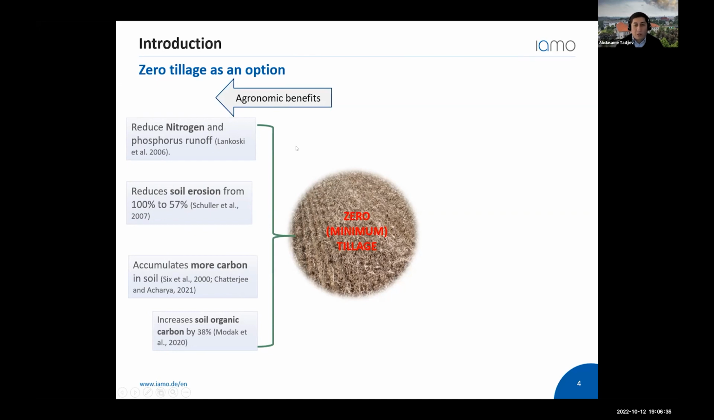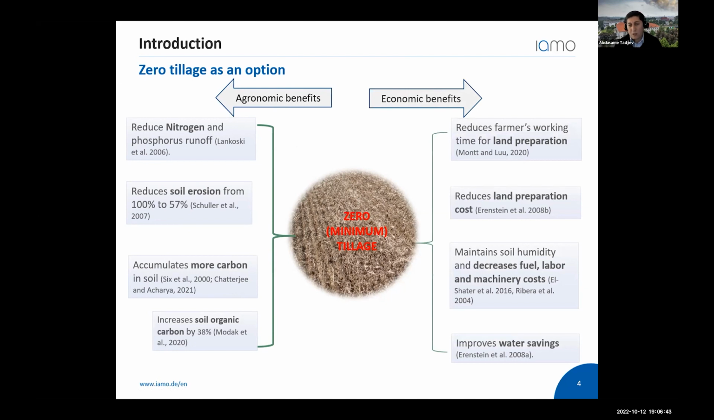Besides agronomic benefits, adoption of the zero tillage method has some economic benefits. For instance, several scientists explain that adoption of zero tillage will reduce land preparation costs, and also reduce farmers' working time for land preparation. Furthermore, zero tillage adoption will decrease oil, labor, and machinery costs. Besides land productivity, zero tillage also may increase water productivity, so it will improve water savings.